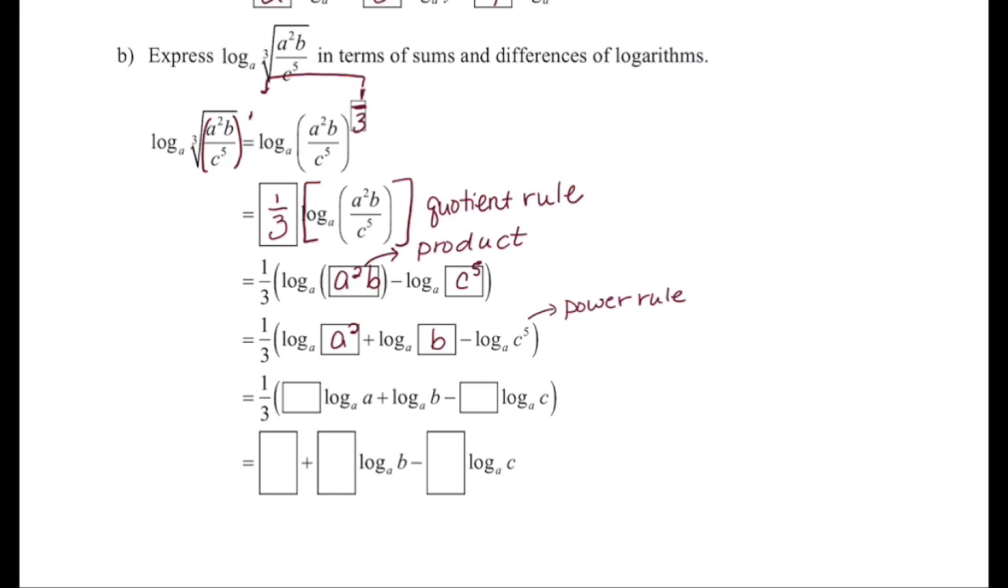and bring all of my powers out front of the log if they have them. So 1/3 times 2 times log base a of a plus log base a of b minus 5 times log base a of c. Finally, distributing the 1/3 to each logarithm here provides us then with 2/3 plus 1/3 log base a of b minus 5/3 log base a of c.